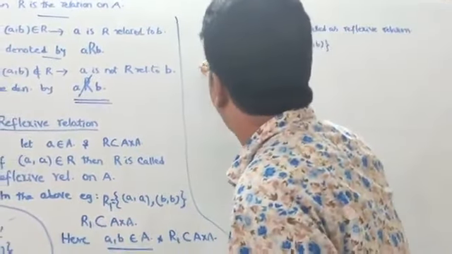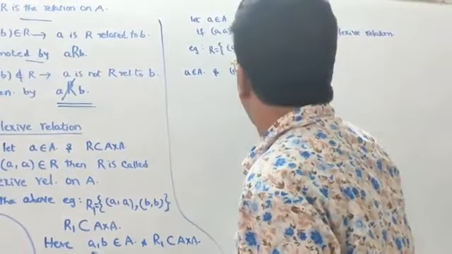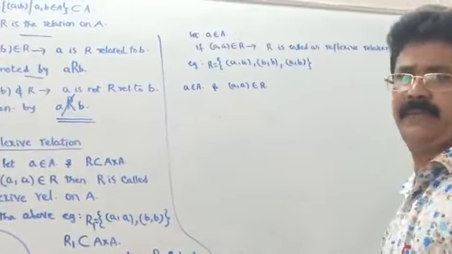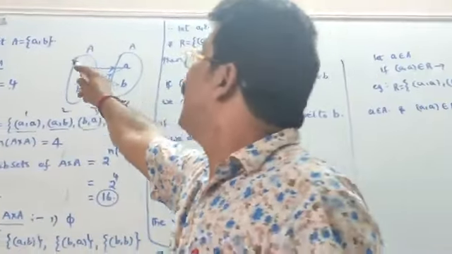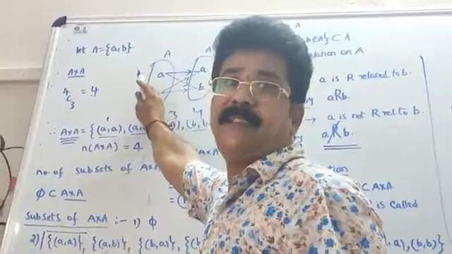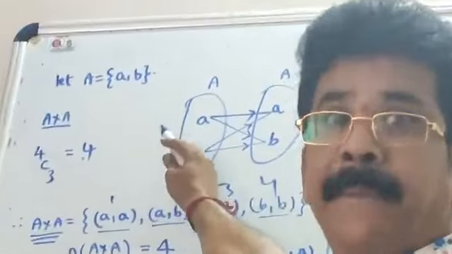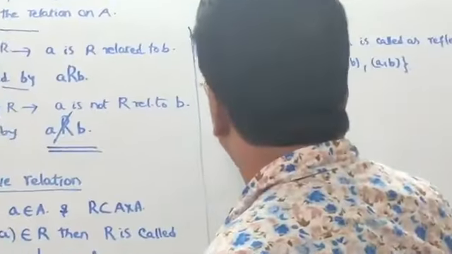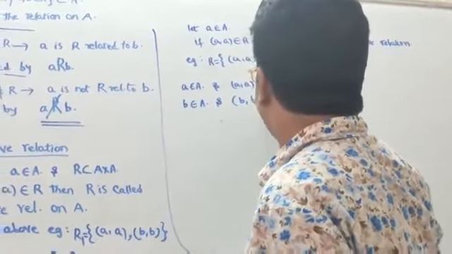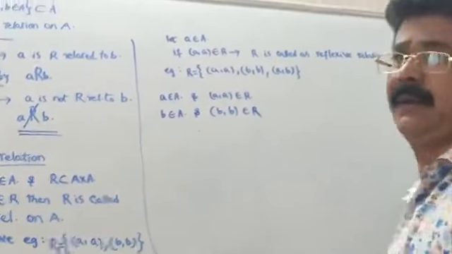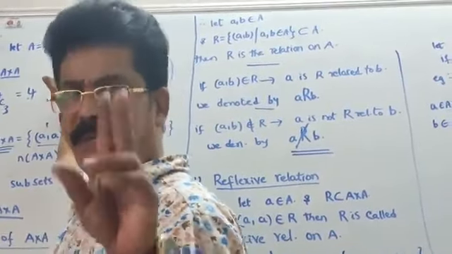So a belongs to capital A, and (a, a) belongs to capital R. Okay, finish. Next, b, another element is there. You look at the board, this is the basic. So our basic set, capital A, is the set {a, b}. So b belongs to capital A, and (b, b) also belongs to capital R. Any more elements in capital A? No, it stops. Only 2 elements are there.